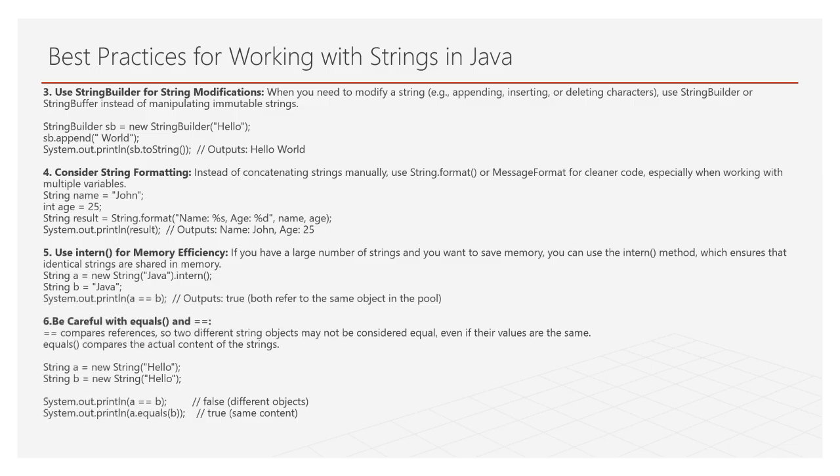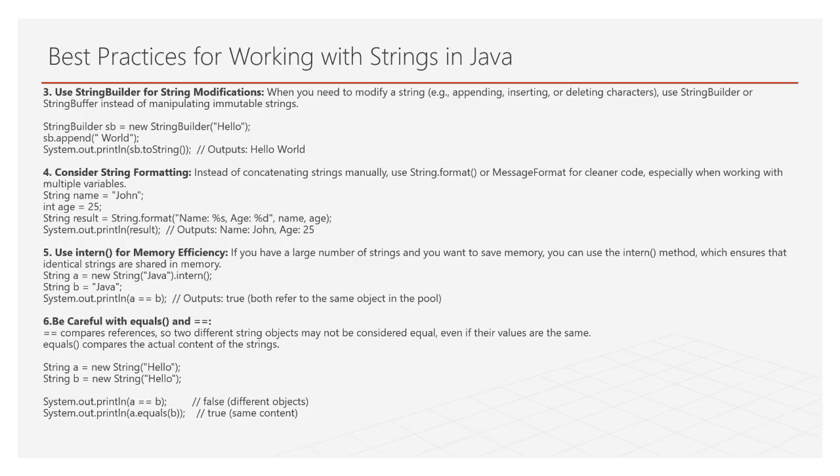String intern, basically this is a memory efficient way of using strings. So if you have a large number of strings and you want to save a lot of memory, you can use the intern method, which is going to ensure your identical strings are shared in memory, right? That is the benefit it gives you. So both are going to refer to the same object in the pool.